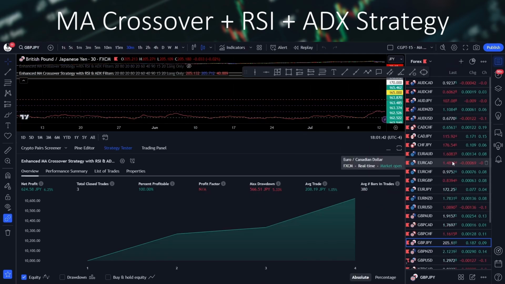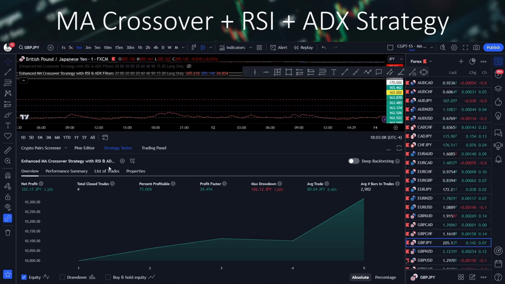Generally on Forex, the JPY pairs like Euro JPY, GBP JPY, or Aussie JPY are the ones that perform the best. We can also get great results on the Swiss franc pairs and sometimes the Euro USD pair. Let's start off with one of my favorites, the GBP JPY.